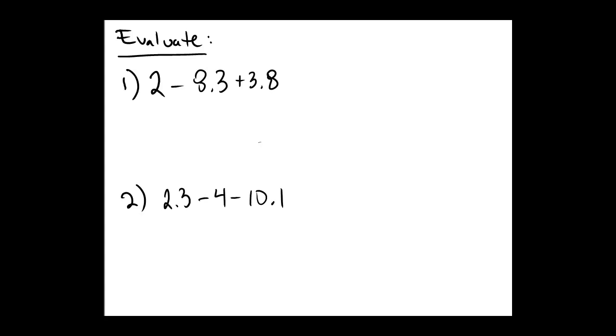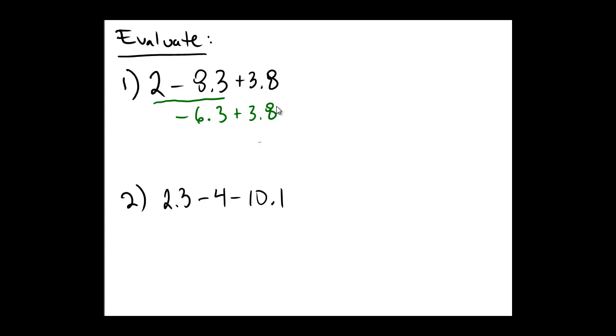To approach this, I'm going to do this first one as order of operations. We'll just move from left to right. In the first stage, I see 2 minus 8.3. 2 minus 8.3 would be negative 6.3. Add 3.8 as the leftover.